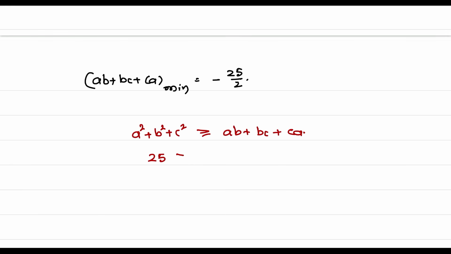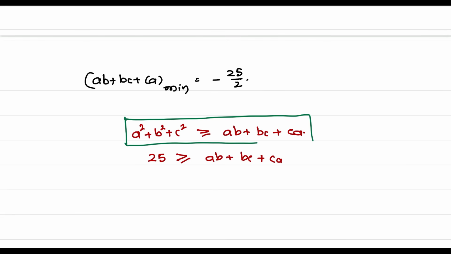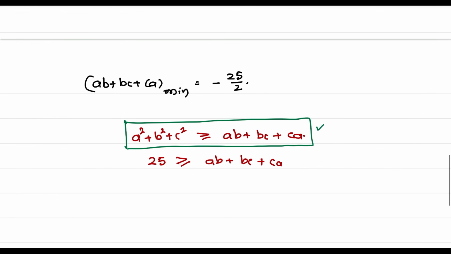25 is always greater than ab plus bc plus ca. How have we arrived at this inequality? When I take up the full classes of algebra, I will explain it to you. For the time being, we are applying this.